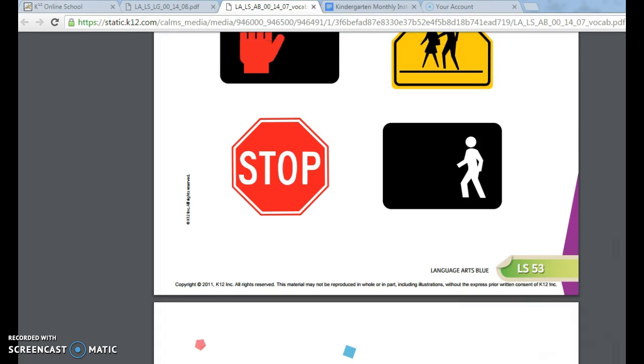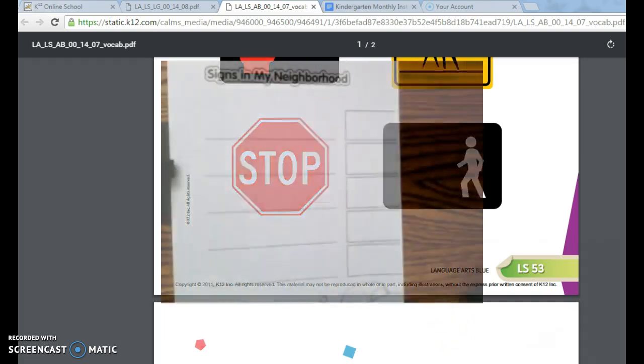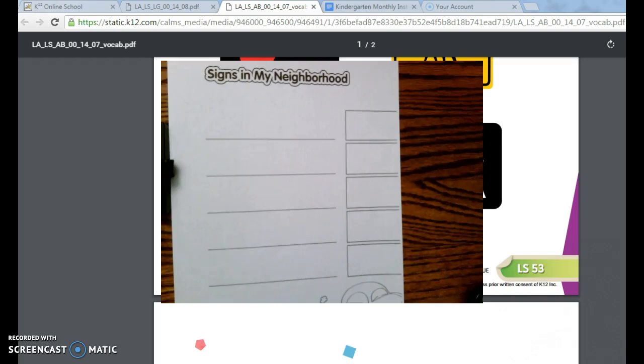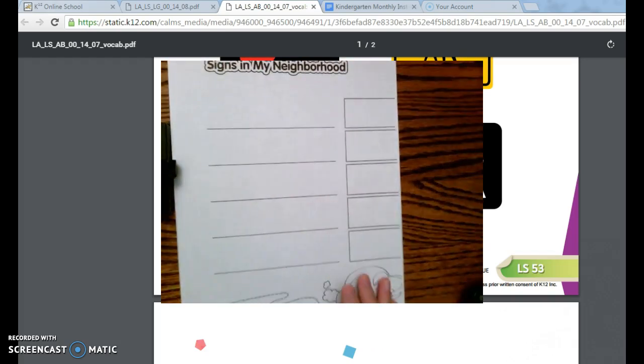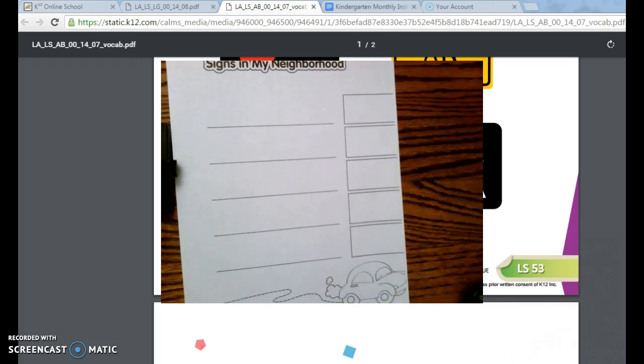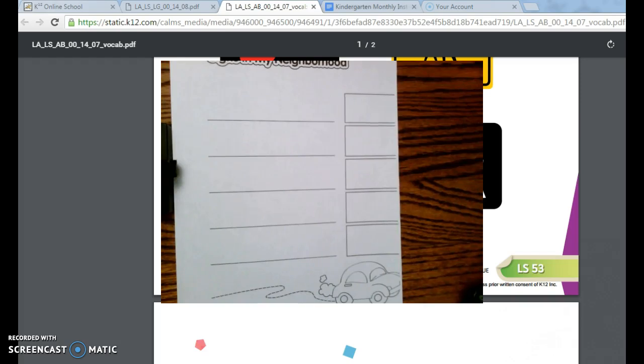Great job, friends, reviewing those signs. We are ready to move on to All About Me. This is page 30 out of the All About Me book. In this part of the lesson, you are going to select 5 of your favorite signs from the ones that we just talked about together.